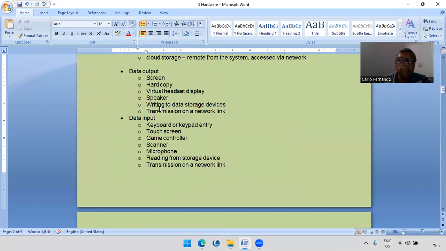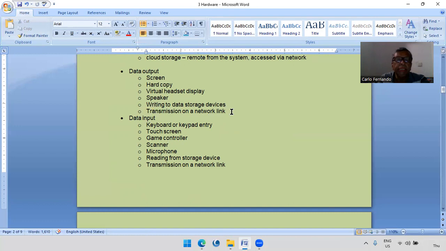Then the speaker, and writing into data storage devices, is also output. All of these we are talking about are output. The virtual headset display is output coming for you to see. The speaker will give out the sound. If you are saving a file onto a hard disk, all the data that is processed is put into a file and saved on the hard disk. That is also output.